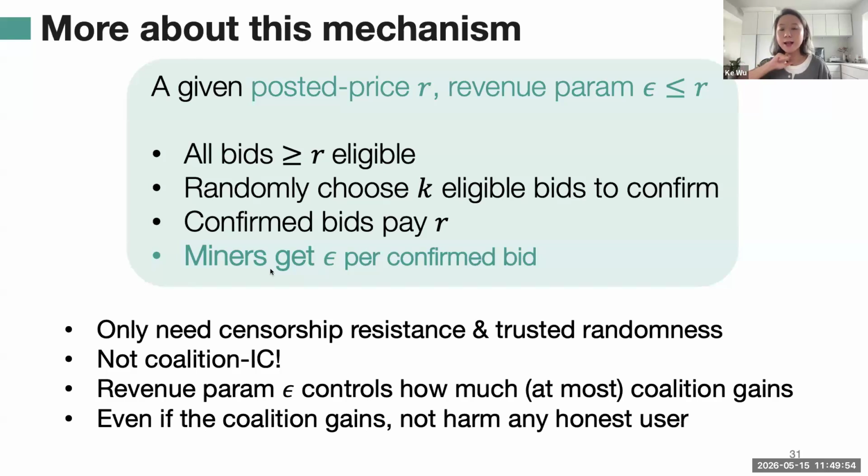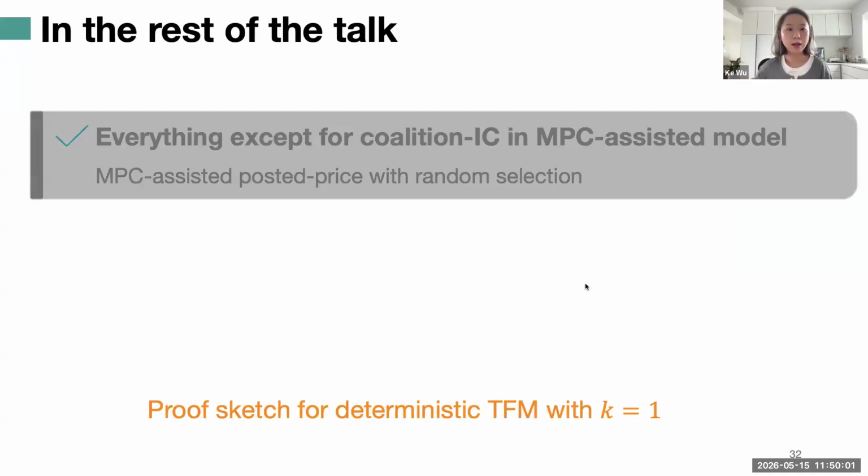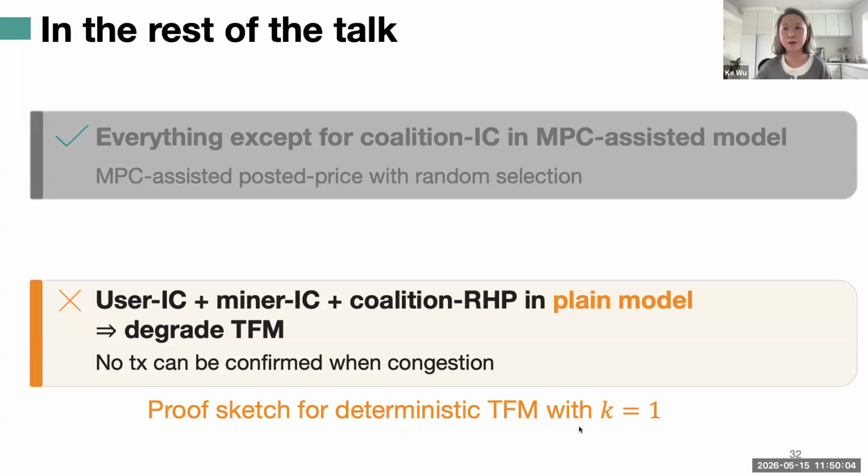Okay. I guess I might have 10 more minutes. So let me give a very brief proof sketch just with the toy example for the impossibility in the plain model, because this gives an important idea of why censorship resistance is really important to get rid of this impossibility. Okay, so I'm going to show you that any deterministic transaction fee mechanism that is user incentive compatible, miner incentive compatible, and coalition rational harm proof in the plain model has to be degenerate. So I will just explain the idea with k equals 1.